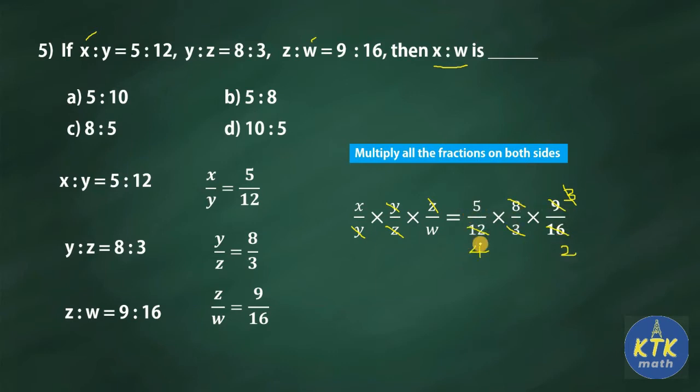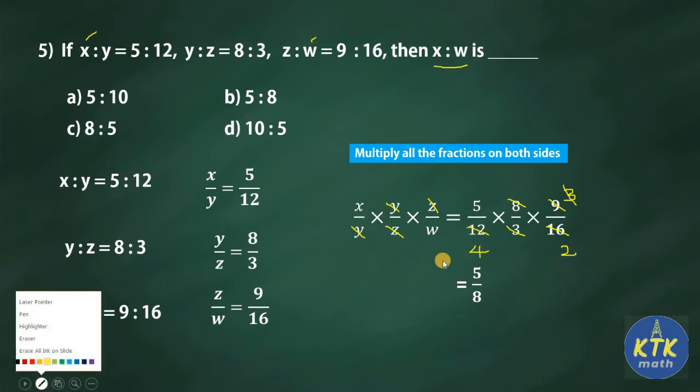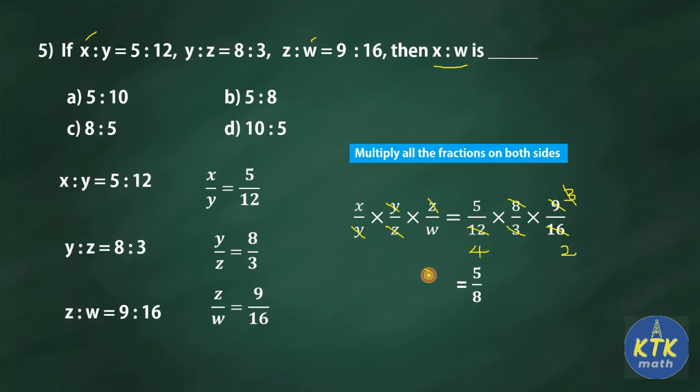So 5 by 4 into 2. What is 4 into 2? I get 5 by 8. So 5 by 8 is the fraction form, and on the left side what did you get? On the left side you are getting x by w. This is nothing but x is to w, which is what they are asking in the question. So x is to w is 5 is to 8. So our answer is option B, 5 is to 8.